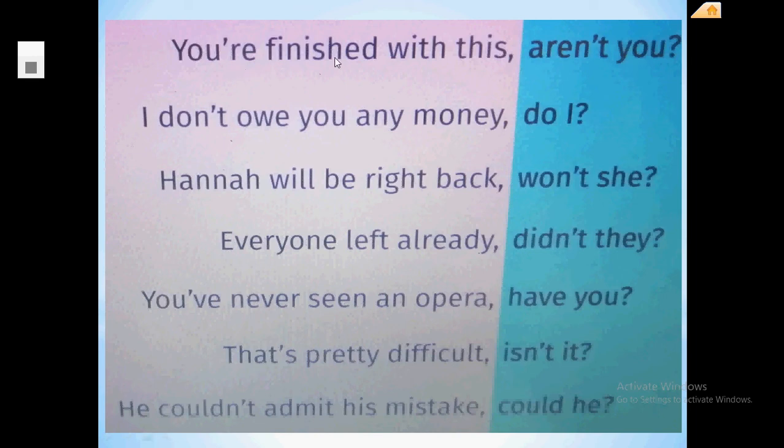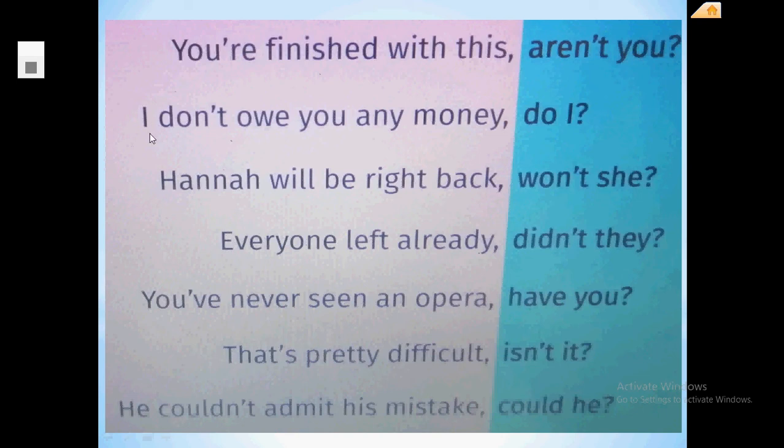You are finished with this, aren't you? Here we wrote are because the auxiliary verb is are. We make it negative, not positive, because it's positive in the sentence, and to make a balance between the sentence and the tag question, we need one to be positive and the other to be negative. If the sentence is positive, the tag question will be negative, and if the sentence is negative, the tag question will be positive. Okay, guys? And the same pronoun from the sentence is you.